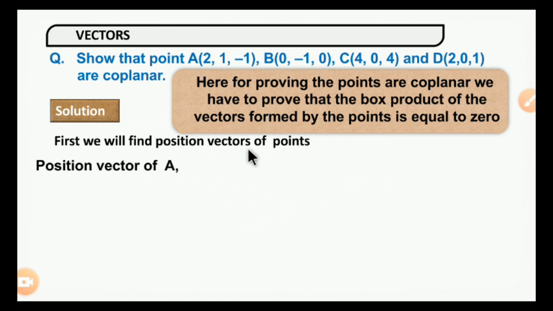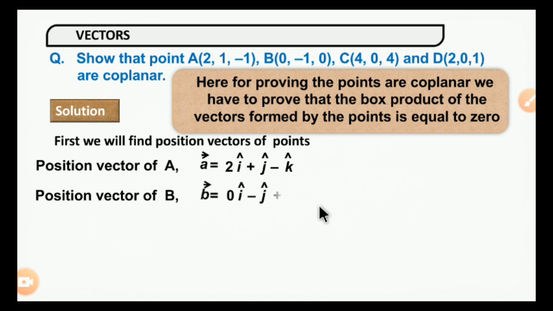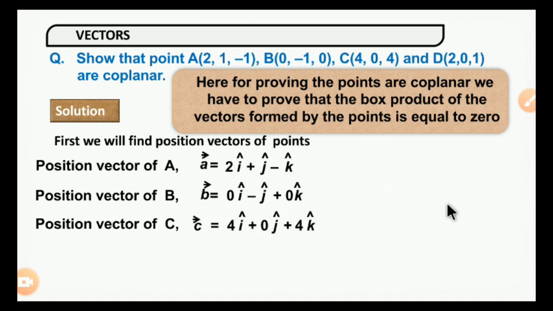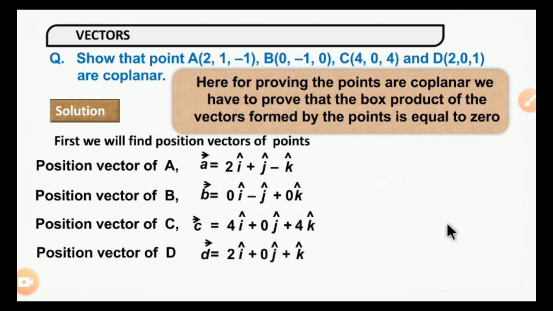The position vector of the point A, that will be taken as here vector A is equal to 2i plus j minus k. Position vector of point B will be equal to B vector is equal to 0i minus j plus 0k. Position vector of point C, that will be C vector is equal to 4i plus 0j plus 4k and the last position vector of the point D is equal to small d vector is equal to 2i 0j plus 5k.